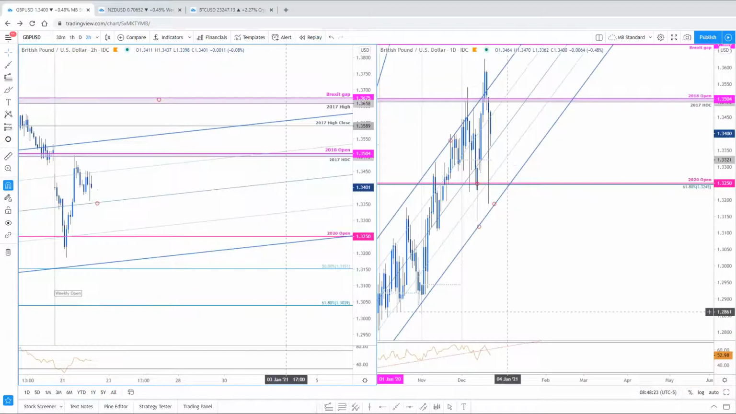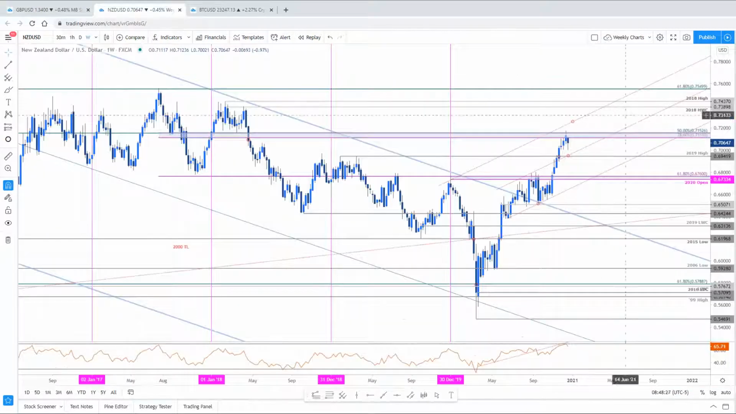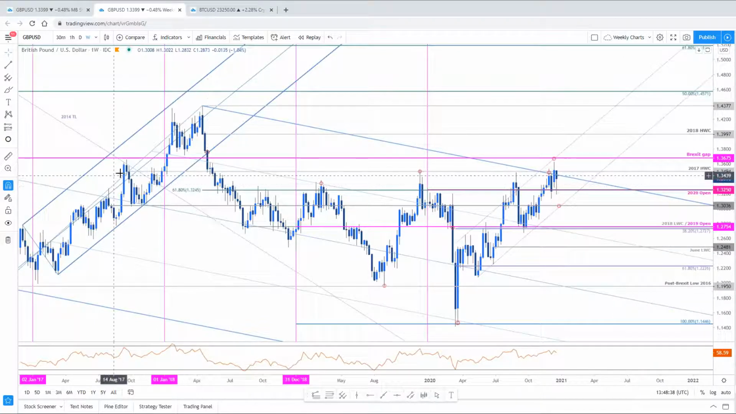Okay, let me just take this out for you for a sec. So here, let's start from the weekly chart. Here's where we've been, right? The whole focus was 1.35. 1.3494 is a 2017 high week close, okay? Pivot in 2018, highs for 2019, highs for this year.